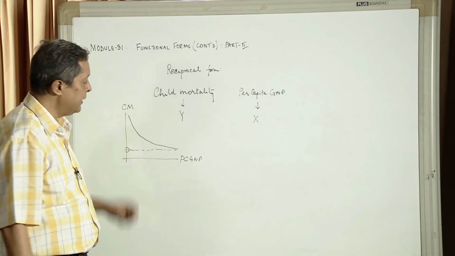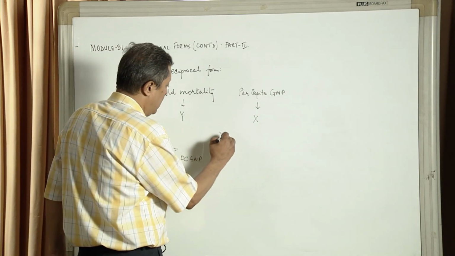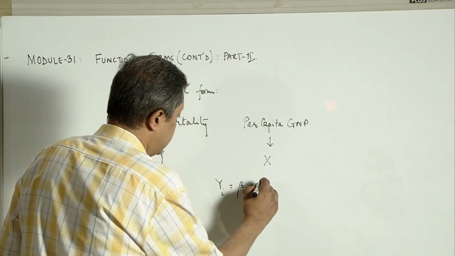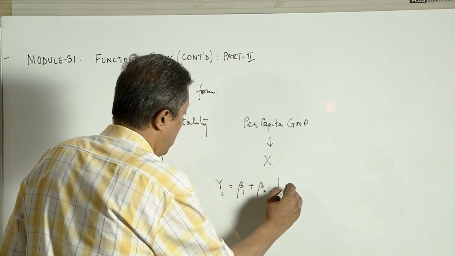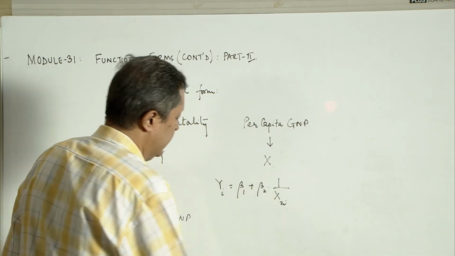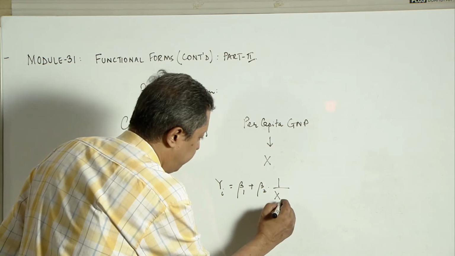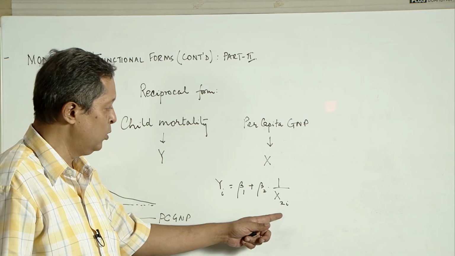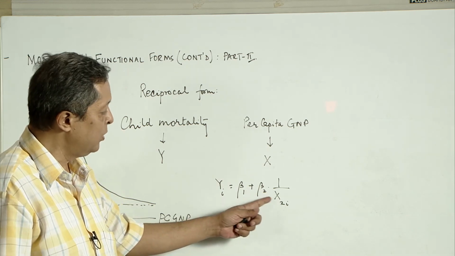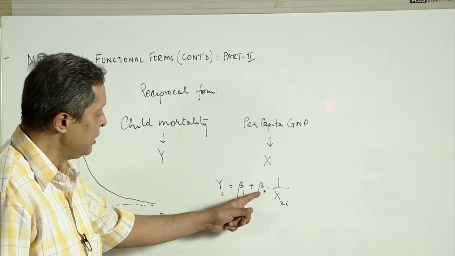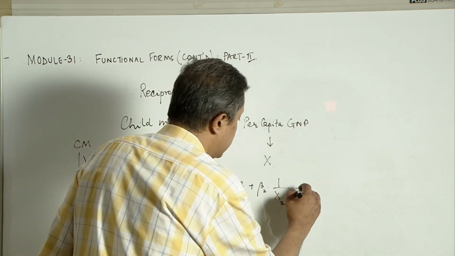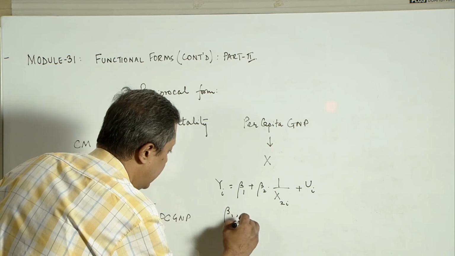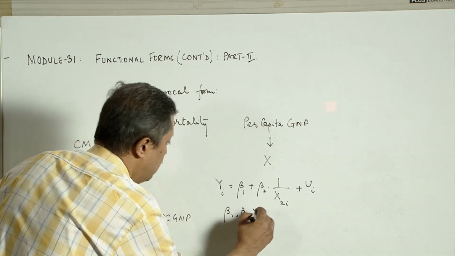In this particular case, we can write yi is equal to beta 1 plus beta 2 into 1 upon x2i. Just to maintain symmetry, I am denoting this x as x2, the same thing. You could have written xi, but just because we have beta 2, I am writing x2. So, beta 1 plus beta 2 times 1 upon x2i plus ui. And here in this example, beta 1 and beta 2 are both positive.